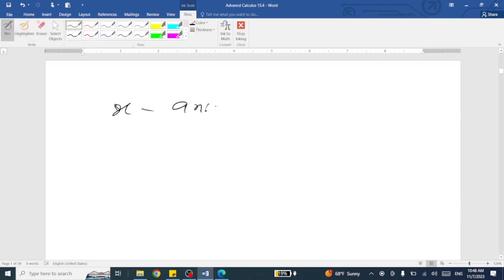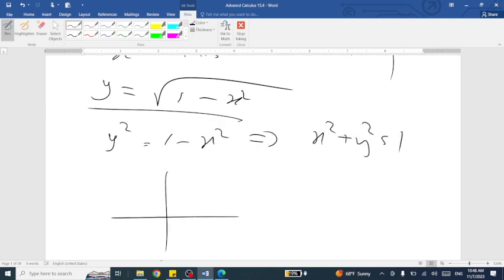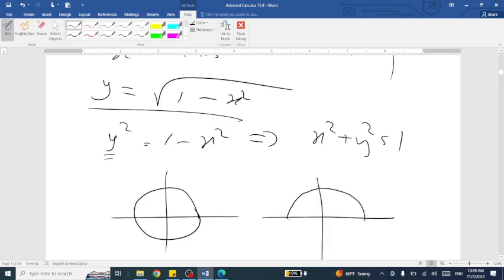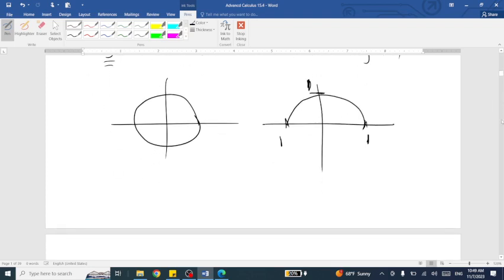X axis, graph the region R. X axis and y equals 1 minus x squared. Unit circle. Semicircle. How about here? Am I right? The graph of the region R.